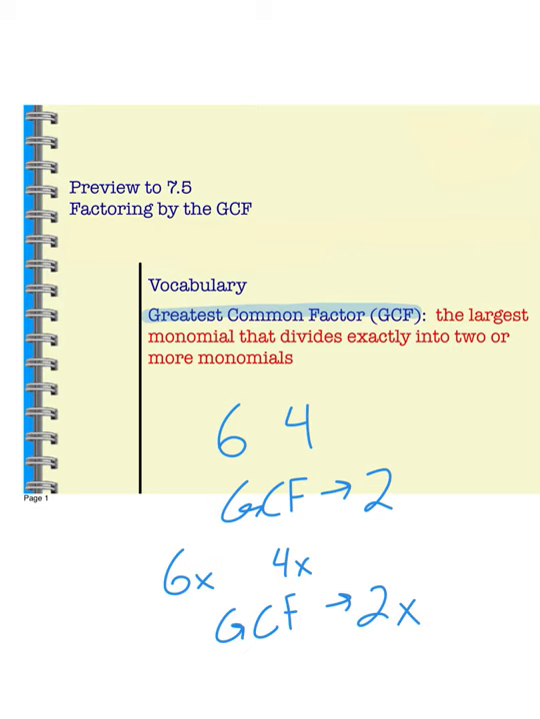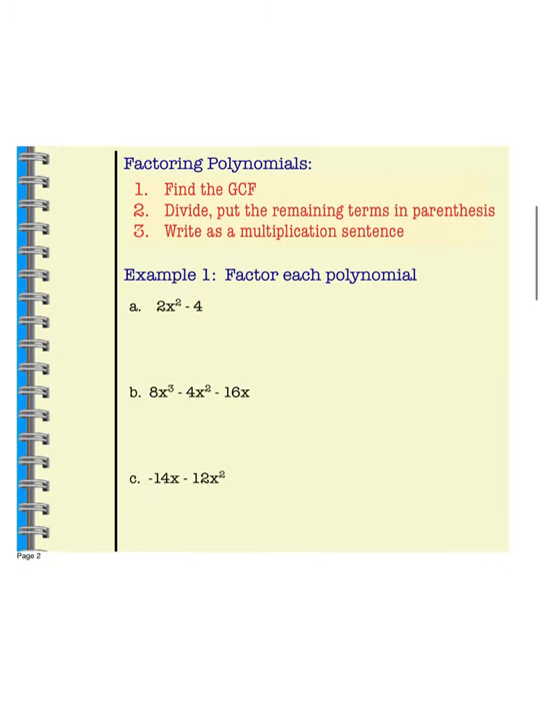All right, so when we're factoring polynomials, first we're going to think, what do the two terms have in common? We're going to find the GCF. Then we're going to divide all terms by the GCF, and we're going to put the remaining terms in parentheses. So it's going to end up looking like a multiplication sentence.